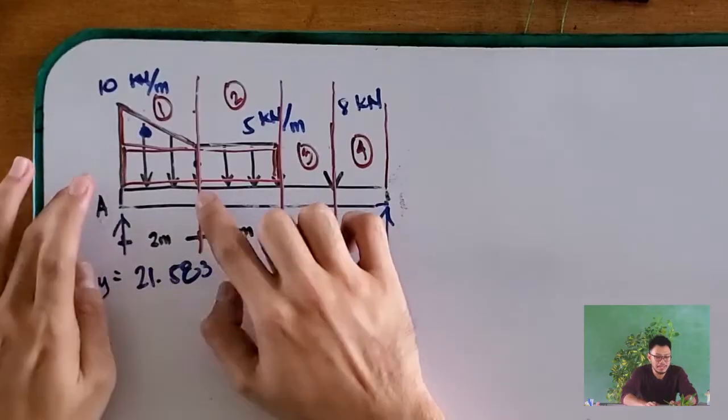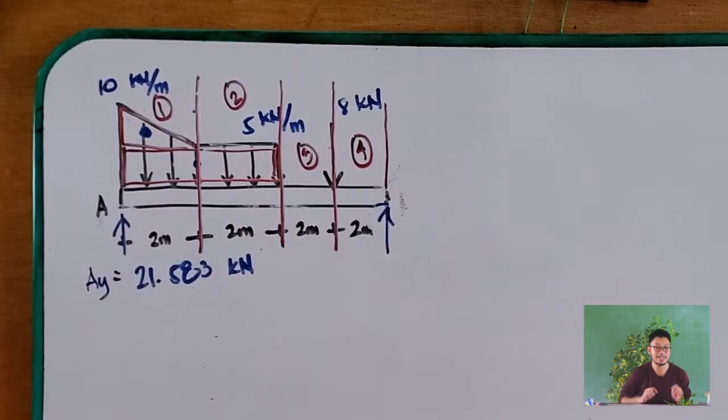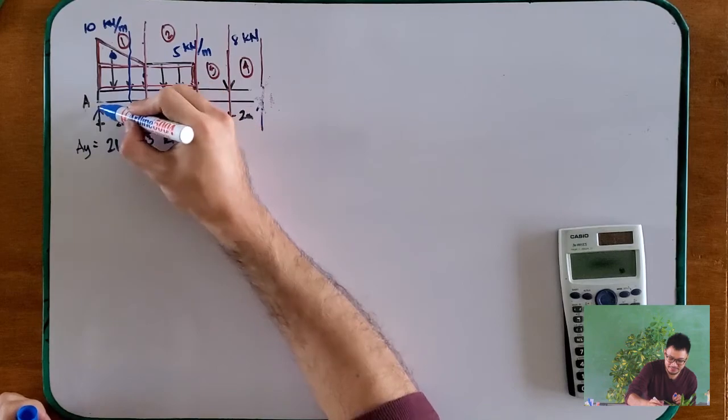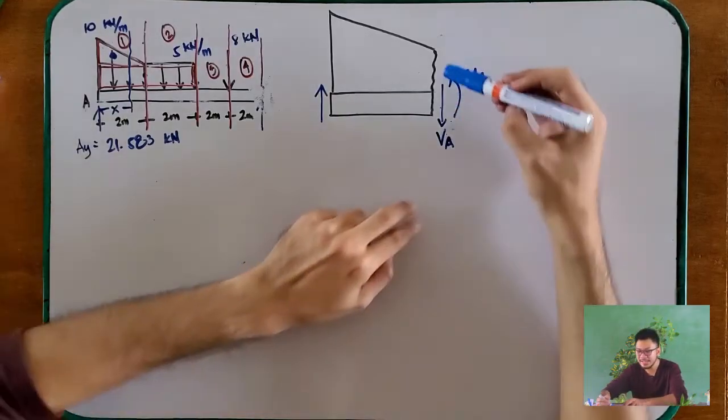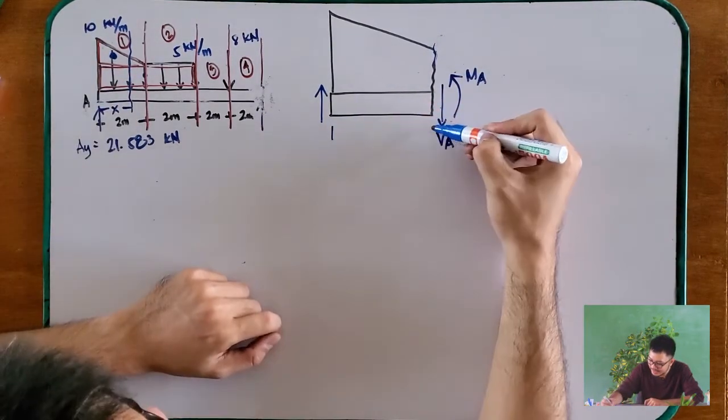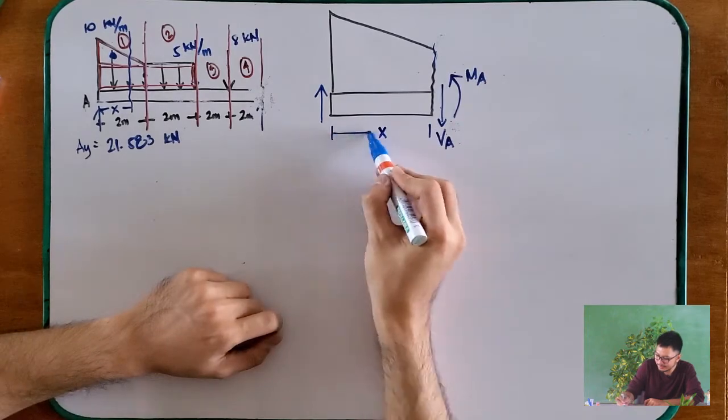So let's first go with our first segment. We cut in the middle of the first segment, and then we put the distance as x. So, let's say we cut there, and that is the distance of x from the leftmost portion of this beam. Let's make a free body diagram. So, we cut here, with the distance x.